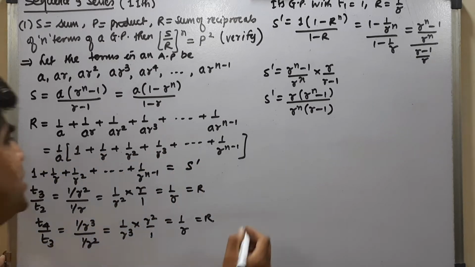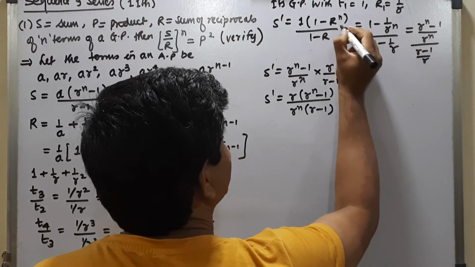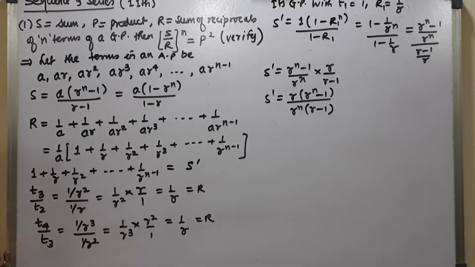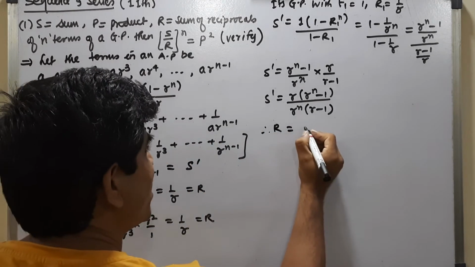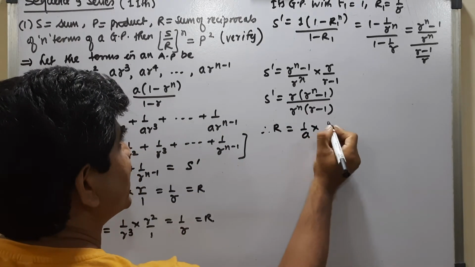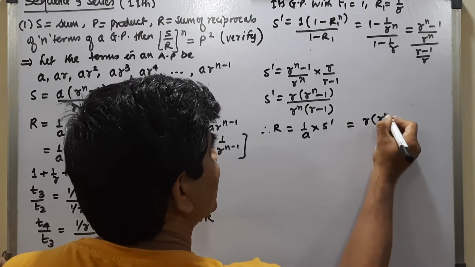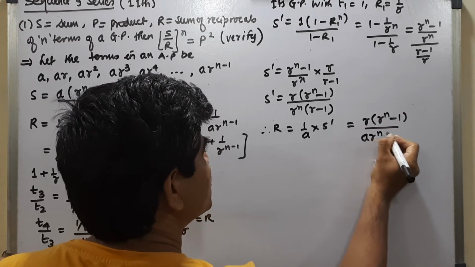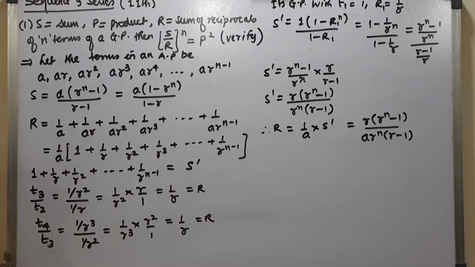So your r now here, actually I have taken r here, already mentioned, so we will write this as r1. Okay, this is your r1, that will be better, otherwise we get confusion. So here, the sum of reciprocals will become 1 by a into S dash. So that is nothing but r into r raised to n minus 1 upon a r raised to n into r minus 1, right? This is your r.